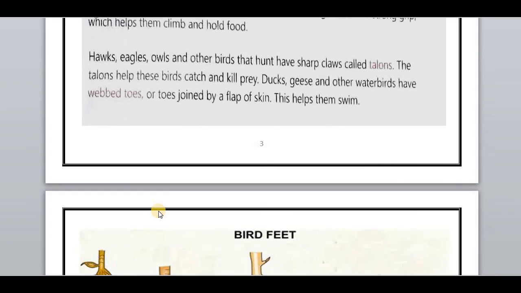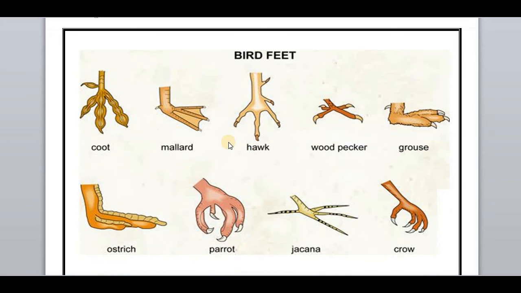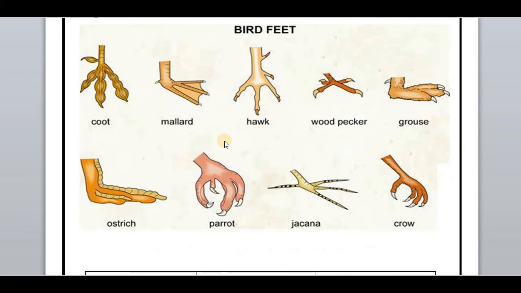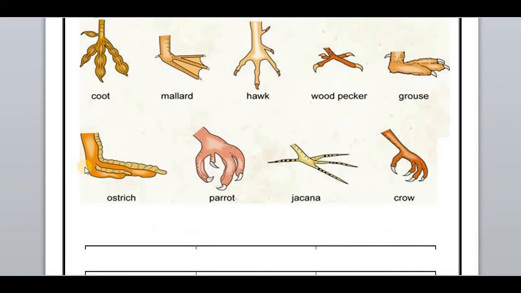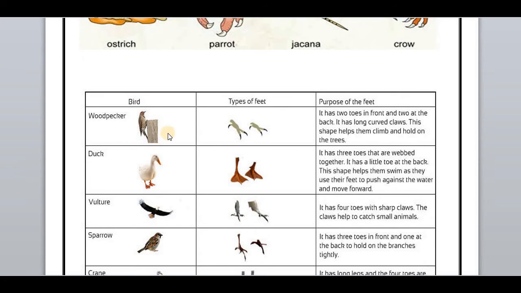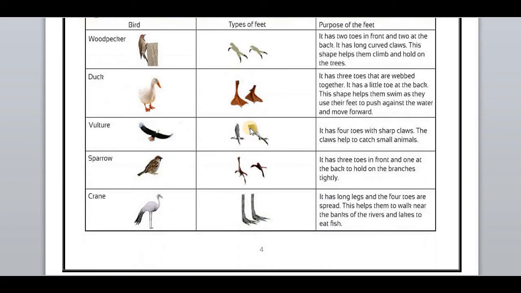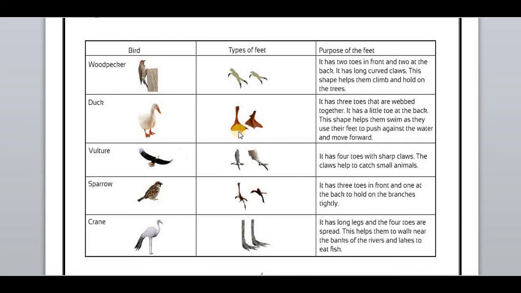I'll show you in this picture. See, this is a picture of different birds having different feet. Woodpeckers have this type of feet. Duck has webbed toes. You can see in this picture. See, vulture has this type of feet. See the feet of sparrows. You can see the feet of crane. So, different birds have different types of feet.